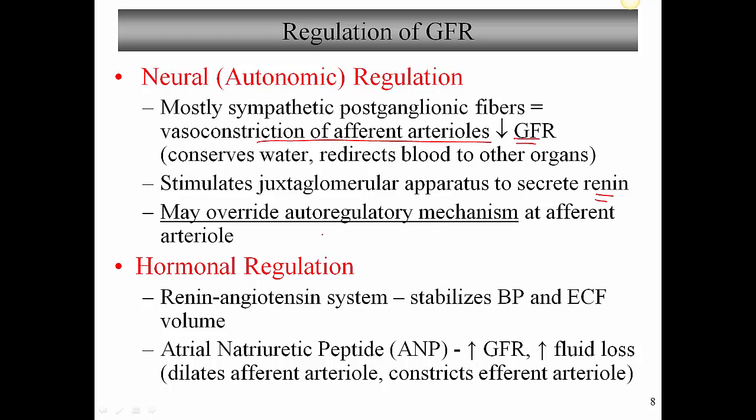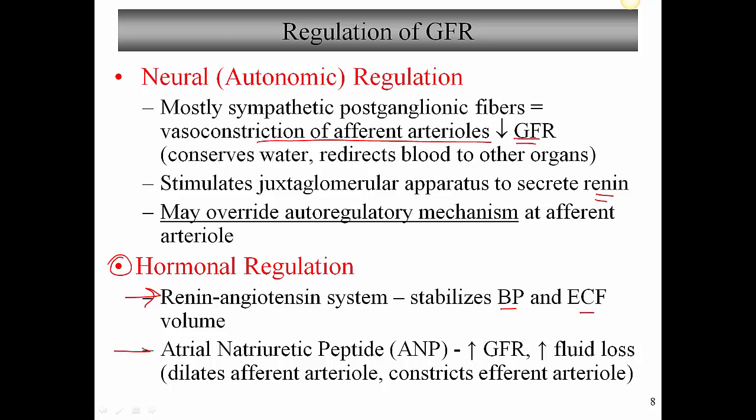So in other words, if there's a large change in the body or something's going on with the body, and the kidney is carrying out its autoregulatory mechanism at the same time, the nervous system signals can override the normal autoregulatory response. Now, hormonal system regulation is really by the renin-angiotensin system. This is going to stabilize blood pressure and extracellular fluid volume. We're going to talk about that in just a second.